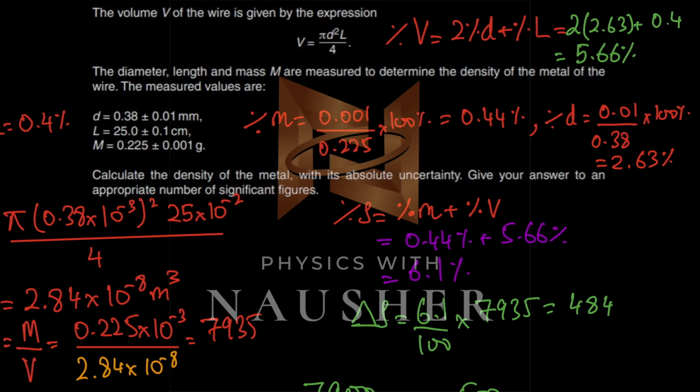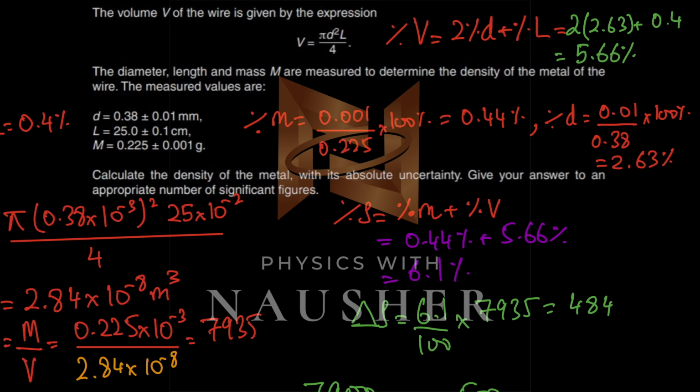You get percentage error in the volume as 2 percentage D plus percentage L. Percentage D was 2.63, so 2 into 2.63 plus percentage L, which was 0.4. So the percentage uncertainty in the volume is 5.66%. Percentage M you already had at 0.44%. Add them, the percentage error is 6.1%.